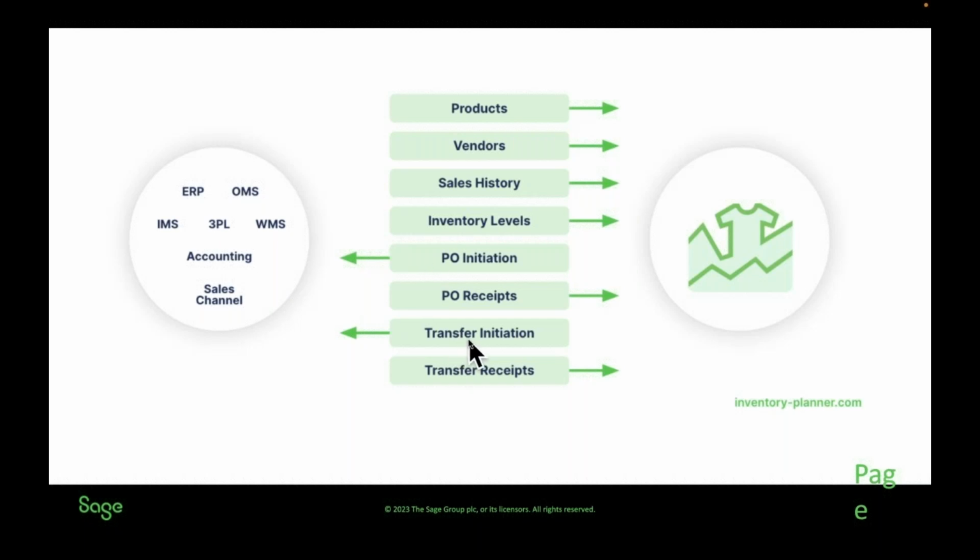Same thing from the transfers piece, because we understand if you do have multiple locations, hey, this location's understocked, this location's overstocked. Why don't you grab some inventory from the overstock location and get it to the understock location? We can certainly help out with transfers. That doesn't mean that we take over the transfer process, but we can help initiate the transfer, send that to the appropriate system, whether that be Sage 50, 100, 300, where then you can actually execute the workflow regarding the transfers. So again, this is the data Inventory Planner needs in order to do its job.